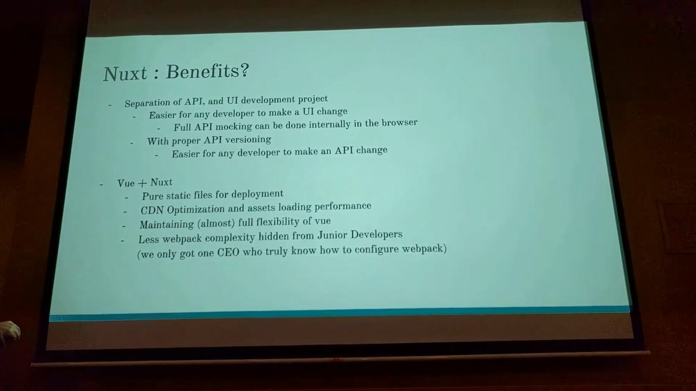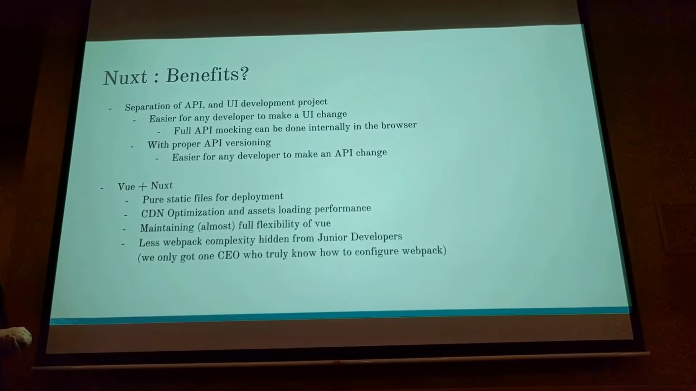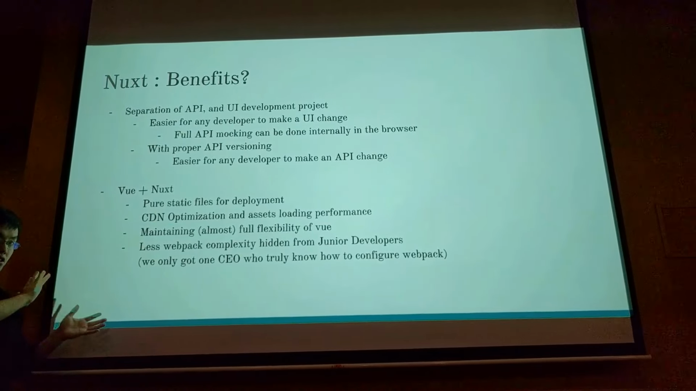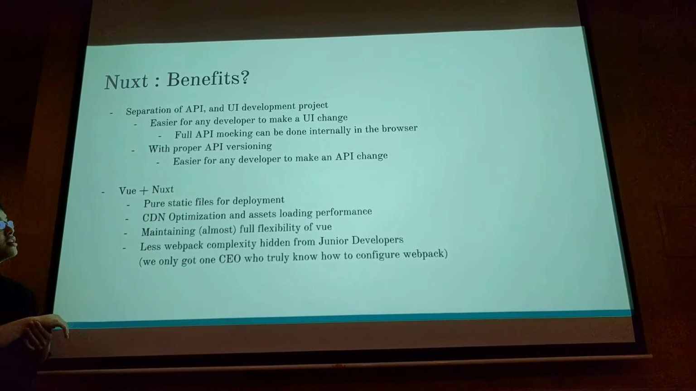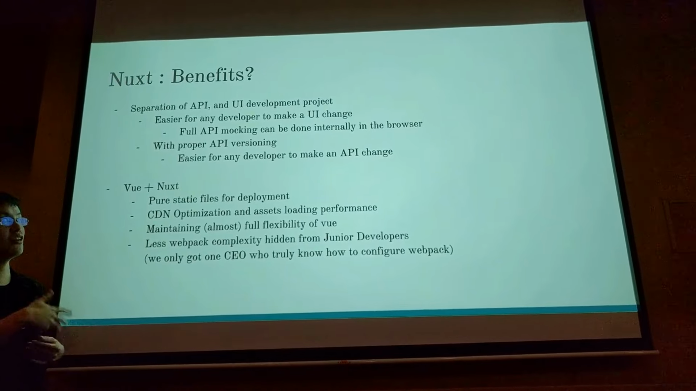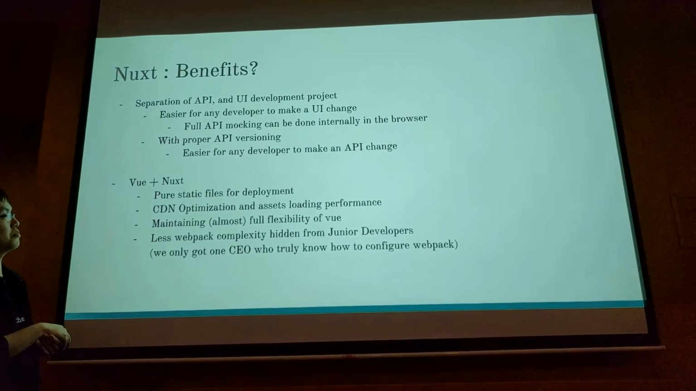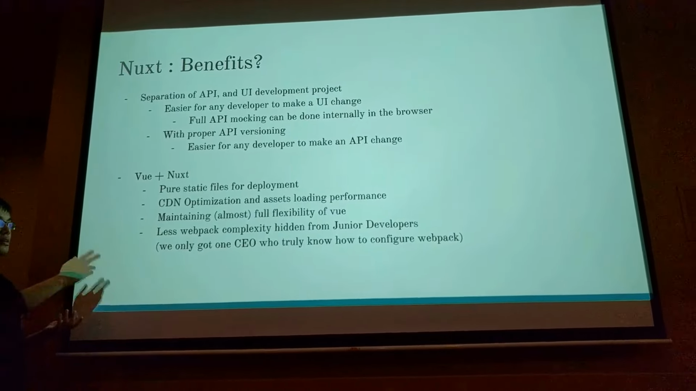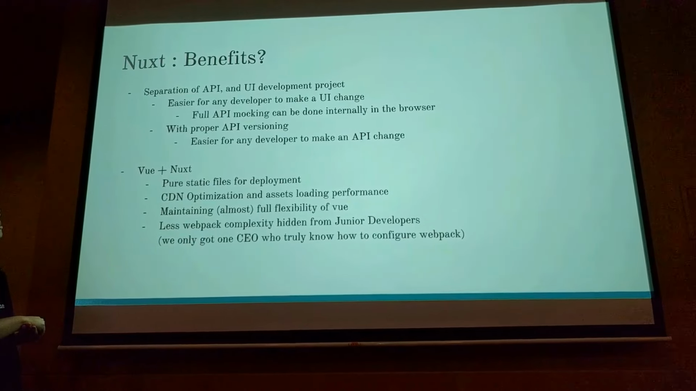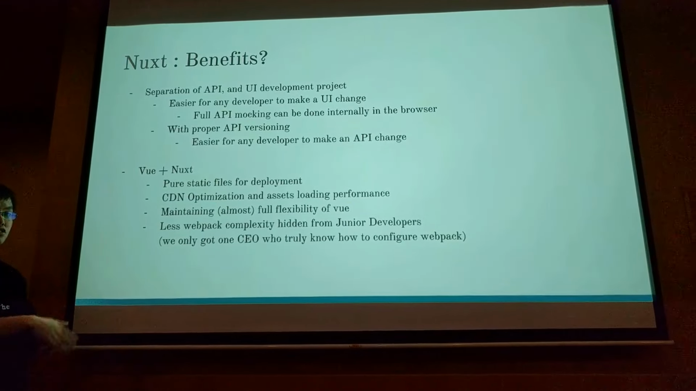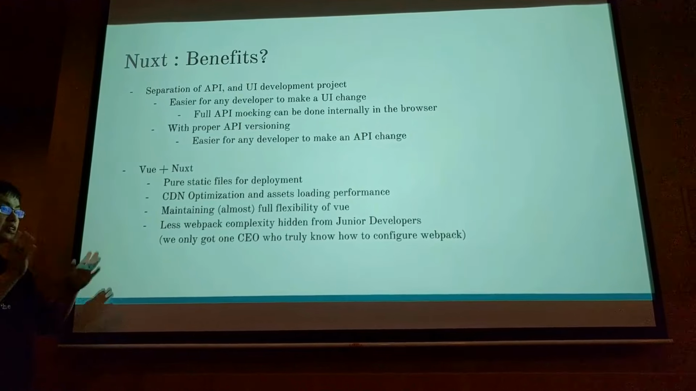Then once again, also with proper API versioning, which is another topic altogether from NUXT. With proper API versioning, it's also easier for every developer to make any changes on API. I already mentioned with NUXT and Vue, you can do pure static, you can do CDN, you can basically get fast performance and enjoy it.